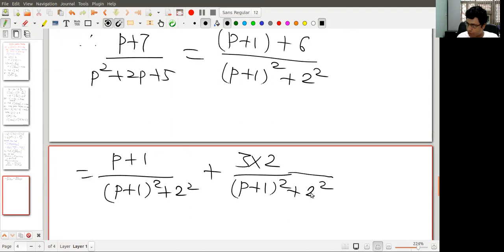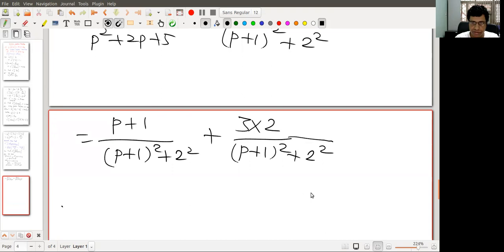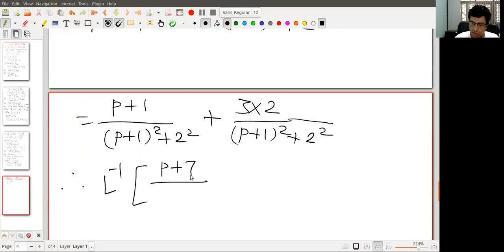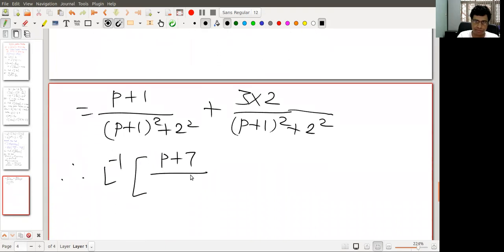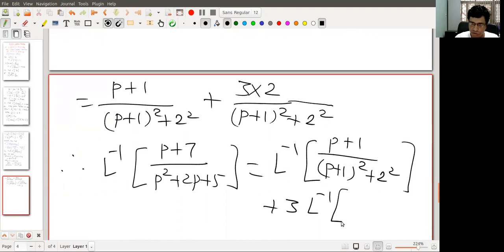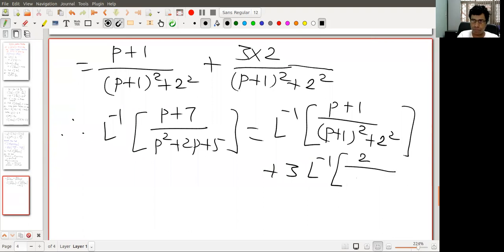Now Laplace transform of cos and sine. Therefore, L inverse of the given thing, that is p plus 7 divided by p square plus 2p plus 5, equals L inverse of p plus 1 divided by p plus 1 square plus 2 square plus 3 times L inverse of 2 divided by p plus 1 square plus 2 square. We call this as 1.